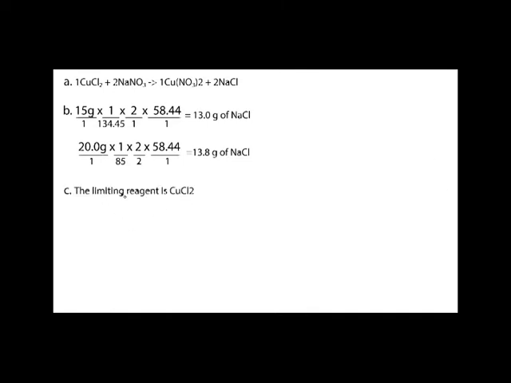Part C is rather simple. It's only asking for the calculation of the limiting reagent, which is basically the reactant limiting the number of products capable of being produced. Because the answer for part B in 13.0 grams stems from copper 2 chloride, the limiting reagent is copper 2 chloride.